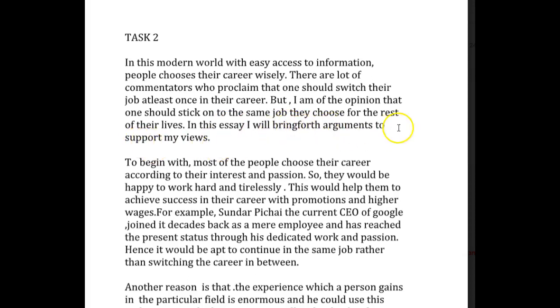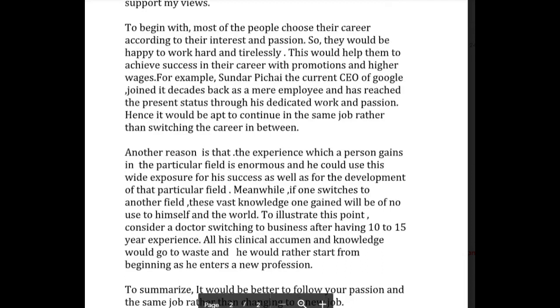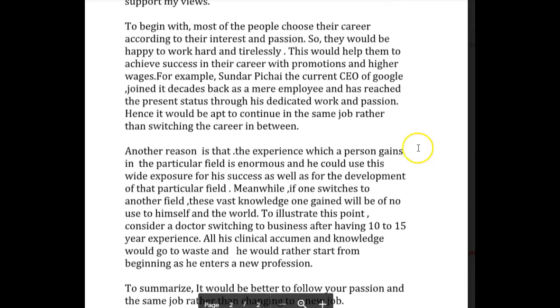I think this is 2 words. Let's move on. To begin with, most of which people? If you mean just most people in general, then say most people. So to begin with, most people choose a career according to their interests and passions. Yeah, probably plural here as well. So they would be happy to work hard and tirelessly. This would help them to achieve success in their career with promotions and higher wages.